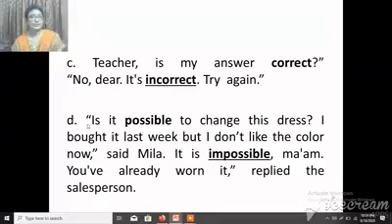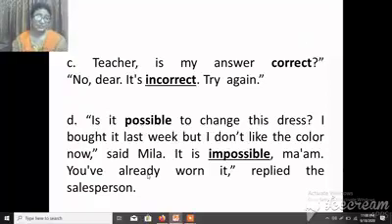Clear? Number D. Is it possible to change this dress? I bought it last week, but I don't like the color now, said Mila. Possible? Okay. It is impossible, ma'am. That means impossible is the opposite word of possible. You have already worn it, replied the salesperson.